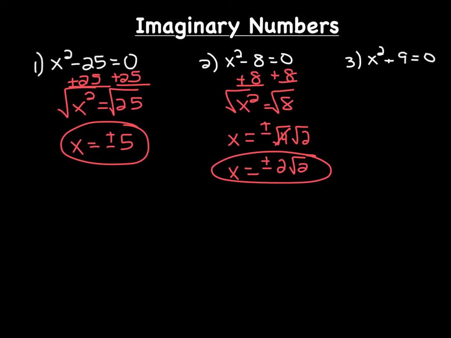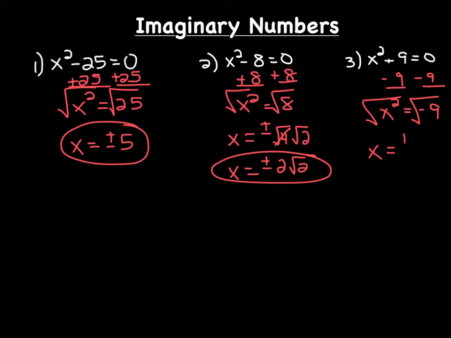All right, so now what happens with number 3 is when we go to solve this equation, again, we're going to start it the same exact way, but this time when we go to take the square root, we're going to wind up with a negative under our radical. And up until this point in math, we really haven't seen negatives underneath the radical. So this brings us into what we call an imaginary number.